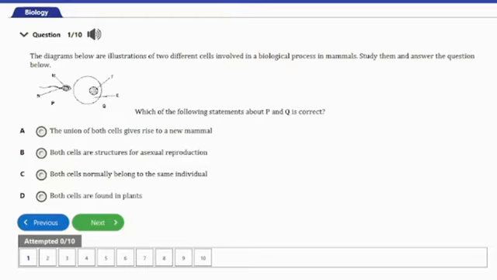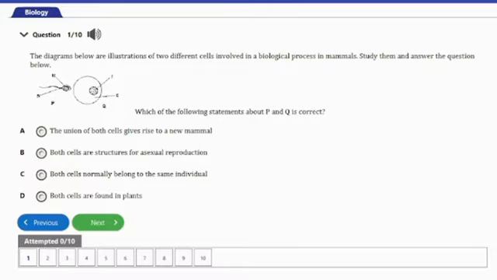So guys, the answer to this question here is option A. The union of both cells gives rise to a new mammal. So take note that these cells are not for asexual reproduction, so B is wrong. And also, these cells normally do not belong to the same individuals, so C is wrong. So they are not found in plants, and D is wrong. So the correct answer to this question, guys, is option A.